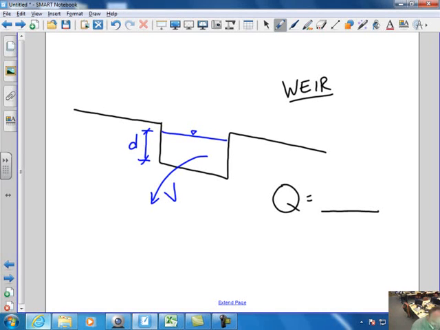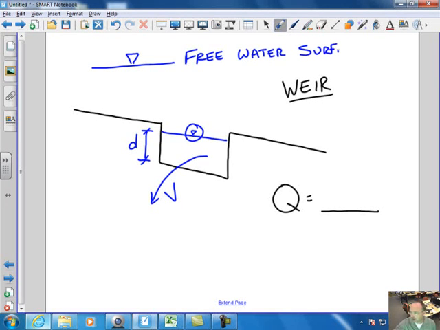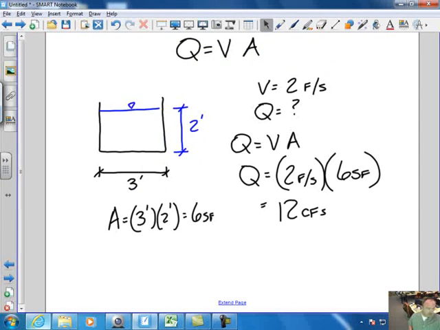And realize this symbol right here is called a free water surface. And what we're assuming with this is no pressure. And we'll get into pressurized conditions later. This is talking about a no pressure system. The system isn't under pressure, which is what a free water surface is.